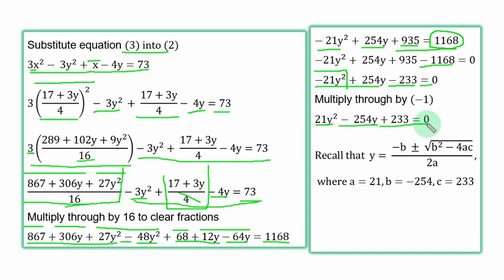That will be very easy for us to handle. So the formula is y equals minus b plus or minus the square root of b squared minus 4ac, all over 2a. By comparison, a is equal to 21, the coefficient of y squared. b is minus 254, the coefficient of y, and c is 233, that is the constant term. So the next thing is to insert these values into the formula and proceed with further simplification.